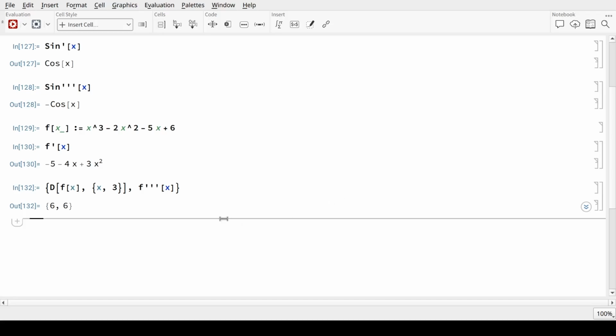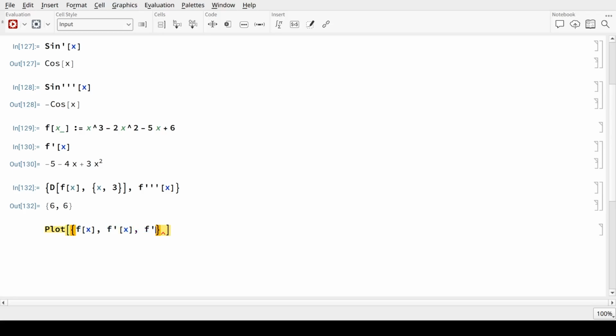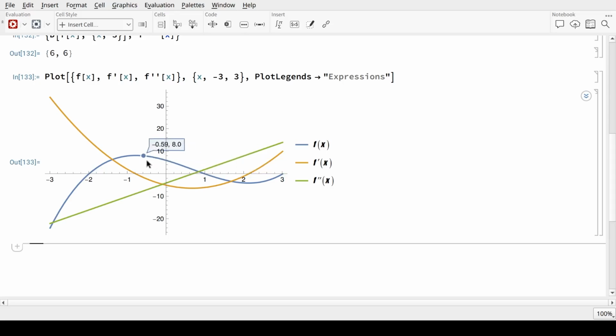Now we can plot these different equations, and where the tick notation really comes in handy is where we want to plot the functions. In our case, we'd like to plot f of x, then the first derivative and the second derivative, on the interval from -3 to 3. Then we will say PlotLegends Expressions, so we see what is what. As you can see, f of x is the blue graph, the orange graph is f prime of x, the first derivative, and the green graph, the linear function right here, is f double prime of x, the second derivative.